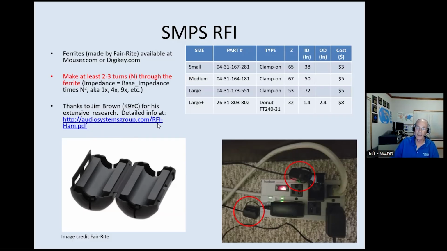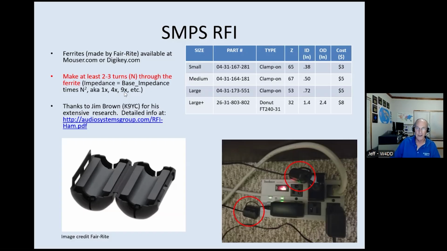You can spend days or maybe even weeks reading over all the information he's accumulated on ferrites. He's done a huge amount of work. One of the takeaways from this is if you do install a ferrite, the effectiveness is determined by the number of turns or passes you make through the ferrite. It's n squared times the base impedance. So if you only go through one time, 1 to the second power is 1. If you go through twice, the base impedance gets multiplied by 4. If you go through 3 times, the base impedance gets multiplied by 9.